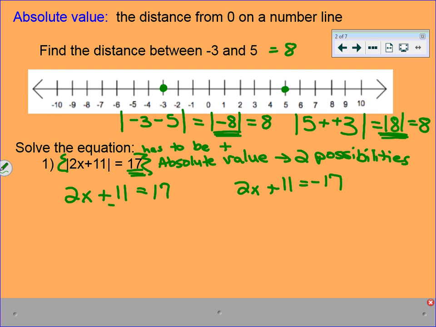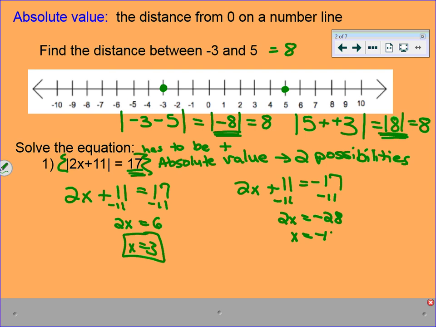So if we do go through and solve this, we subtract 11 from both sides of the first, we get 2x that's equal to 6, or we end up with x equals 3 as one of our answers. As we're continuing to go through here, we can solve the left-hand side. If we subtract 11 from both sides here, we now end up with 2x that's equal to -28, or x that is equal to -14.